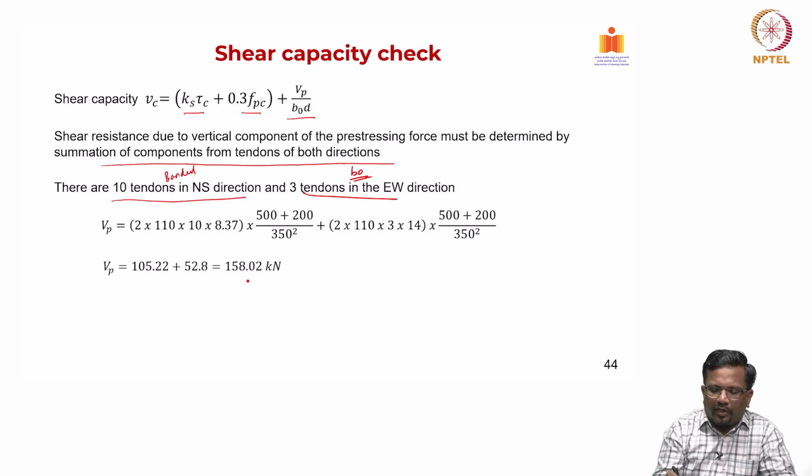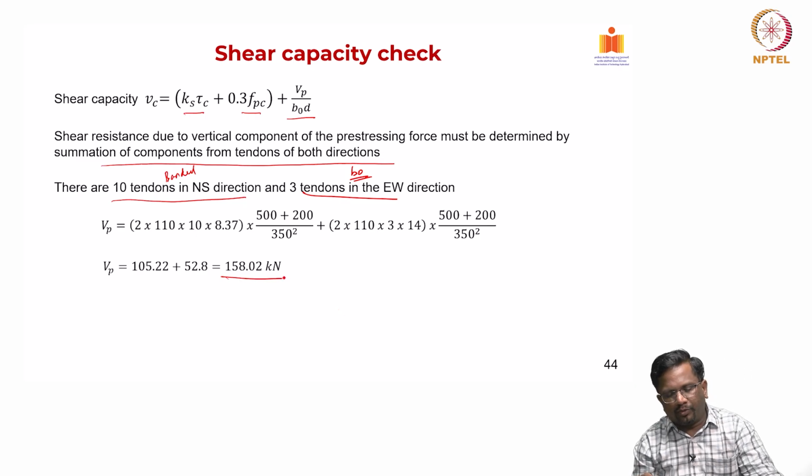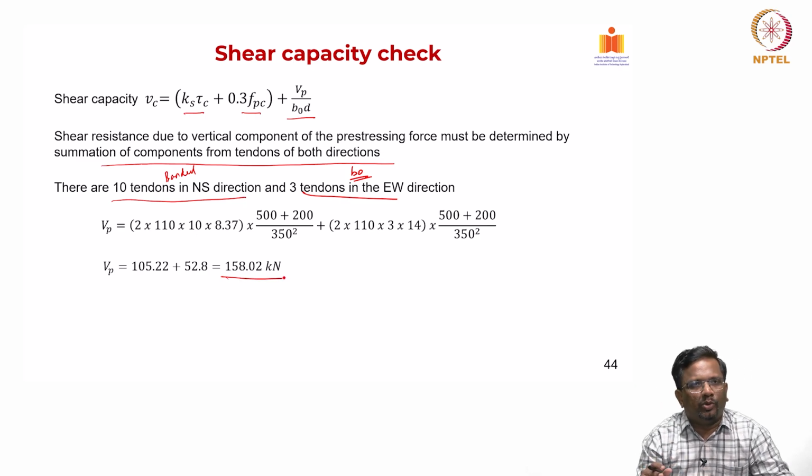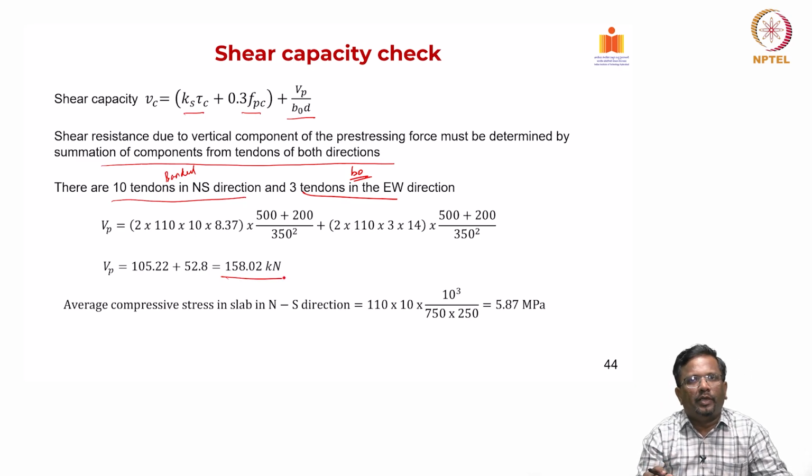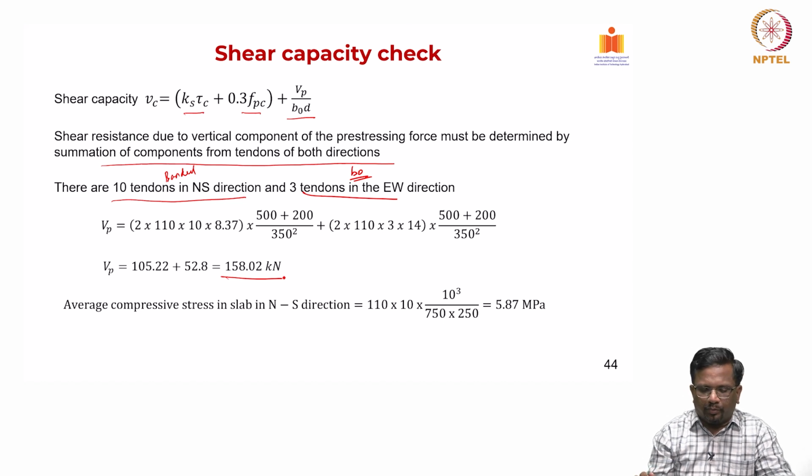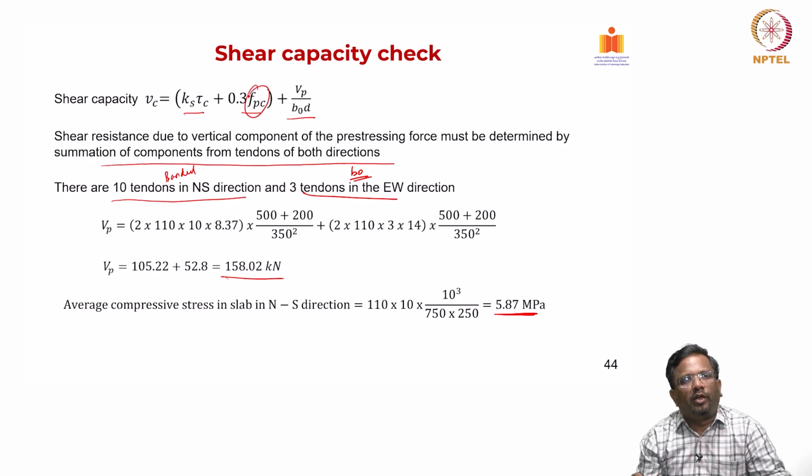If you substitute that, I get 158.02 kilonewton, which is very close to what we had previously, right. Similarly, the average component in the north-south direction is going to be 5.87 megapascal, because I need to know what the Fpc is. So now I am calculating the average compressive stress that is going to be there.